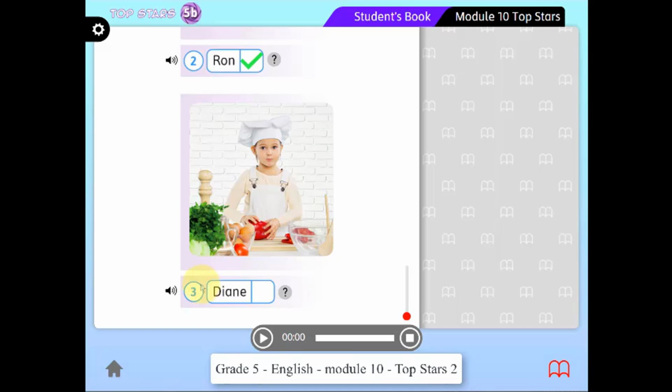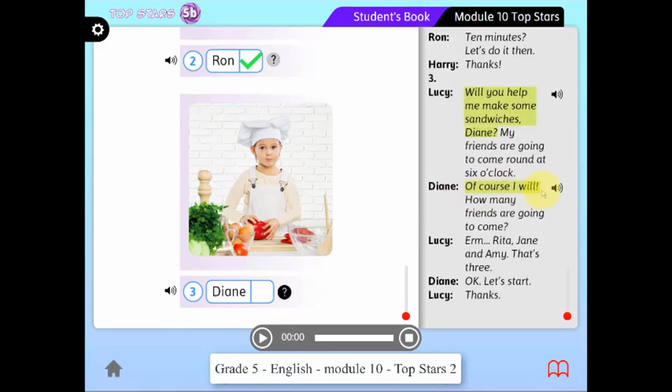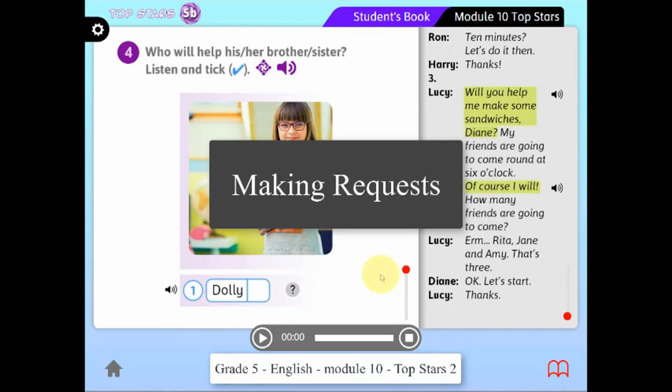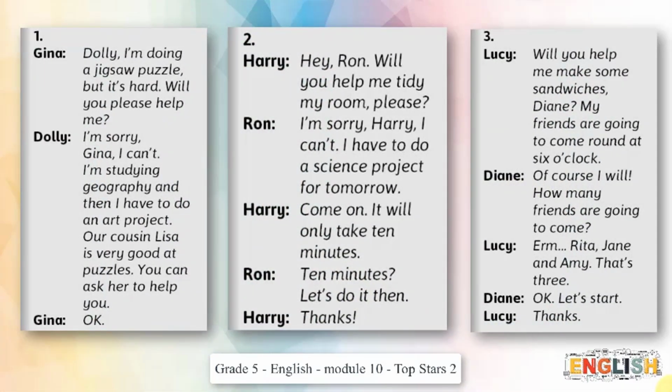Okay, let's start. Thanks. What do you think, my friends? Excellent. Diane will help her sister. She says, of course I will. So we tick this box too. Now, as we've heard, my friends, these 3 dialogues of people asking for help or making requests and how to reply either by agreeing or refusing politely. Let me show you the 3 dialogues again here to learn from these examples how to make a request and how to reply to it.